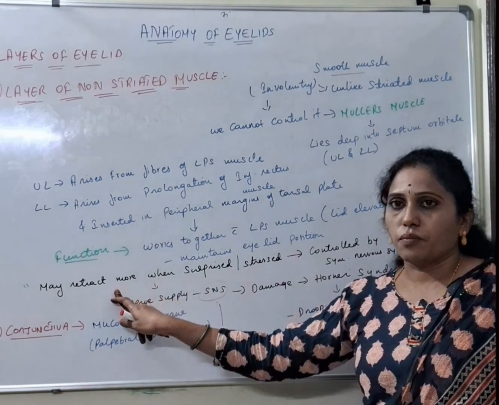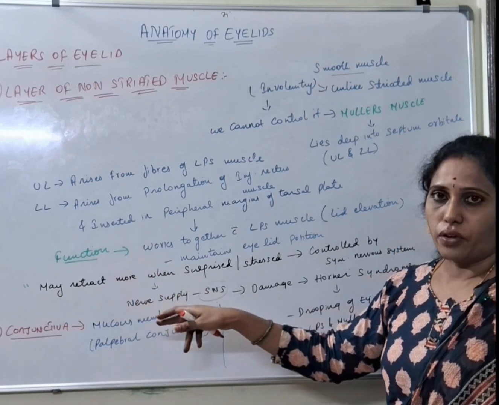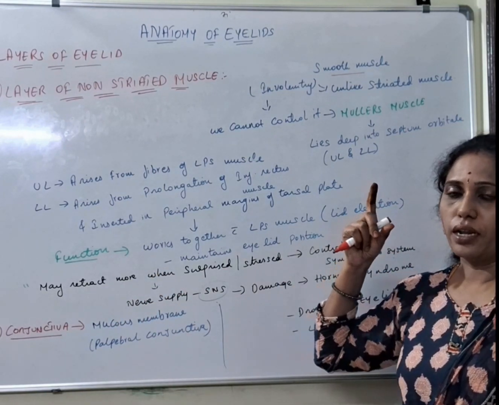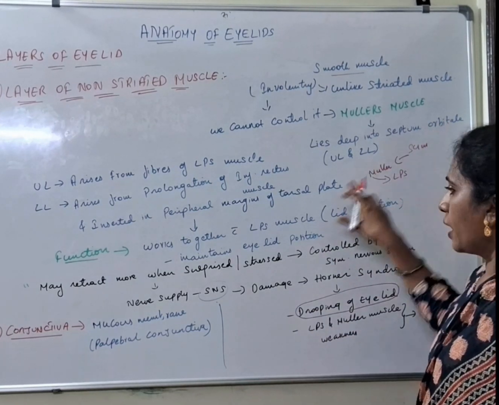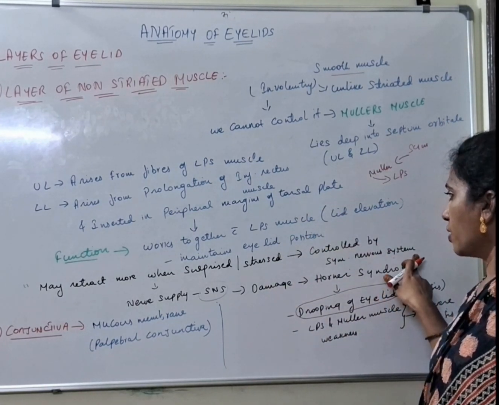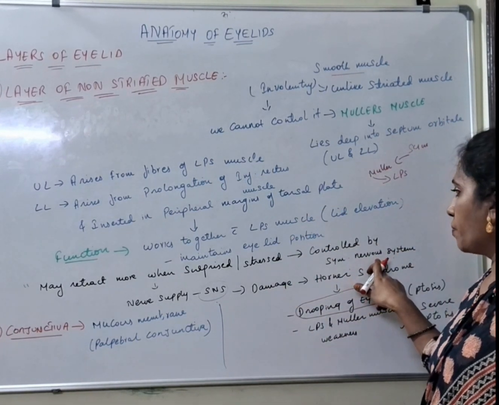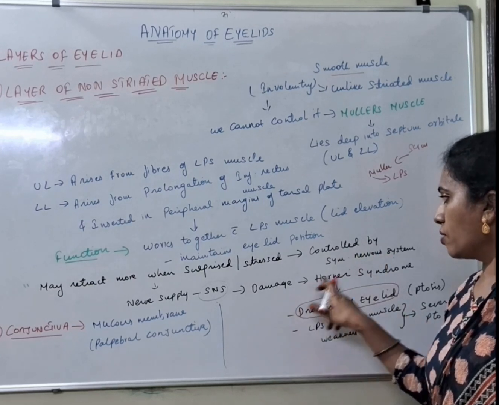This Mueller muscle will react more. So whenever you get surprised, automatically your eyes will become larger. Any damage to the sympathetic nervous system causes Horner syndrome.